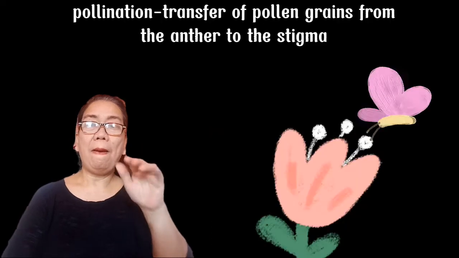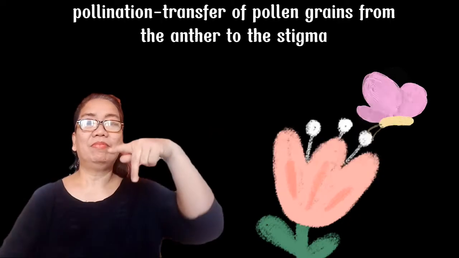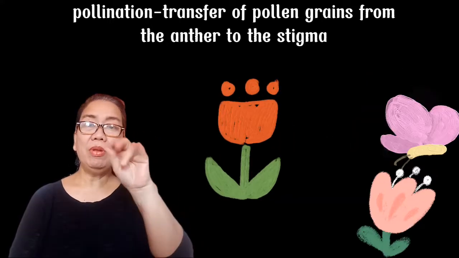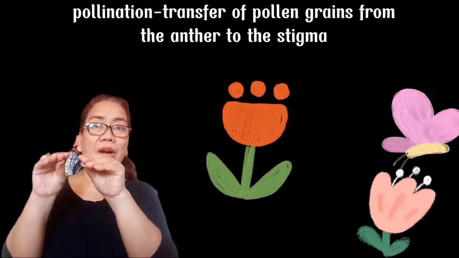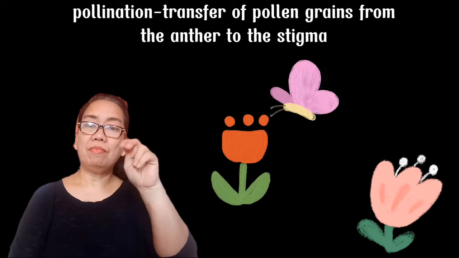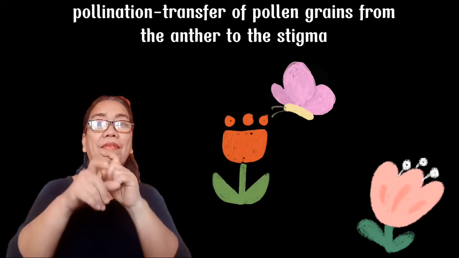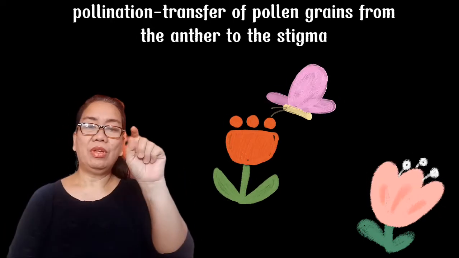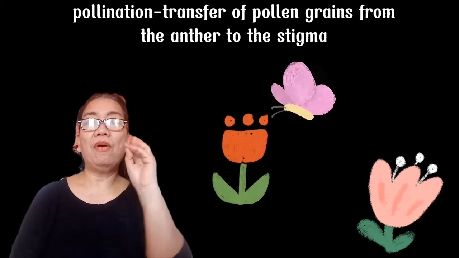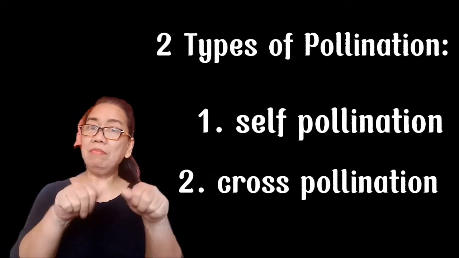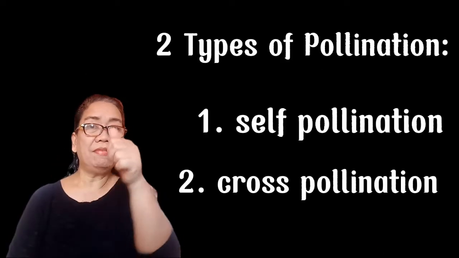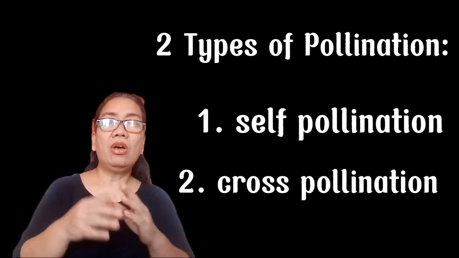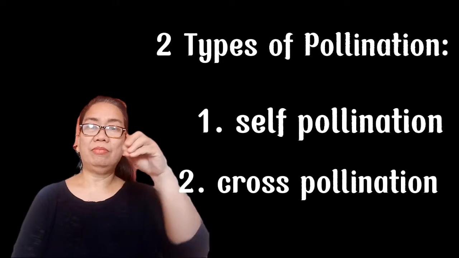Some plants reproduce sexually by means of pollination. Now, pollination is the transfer of pollen grains from the anther to the stigma of a flower. It can be self-pollination or cross-pollination.